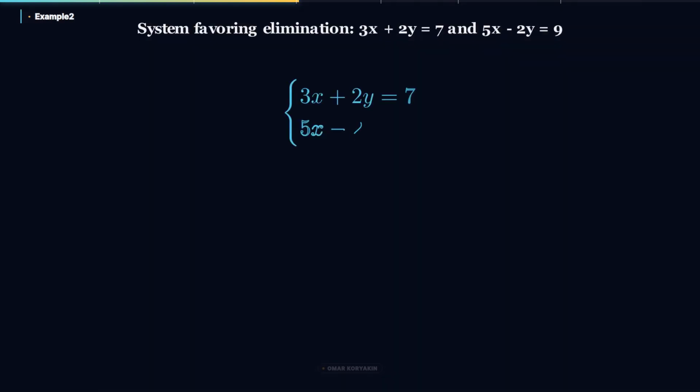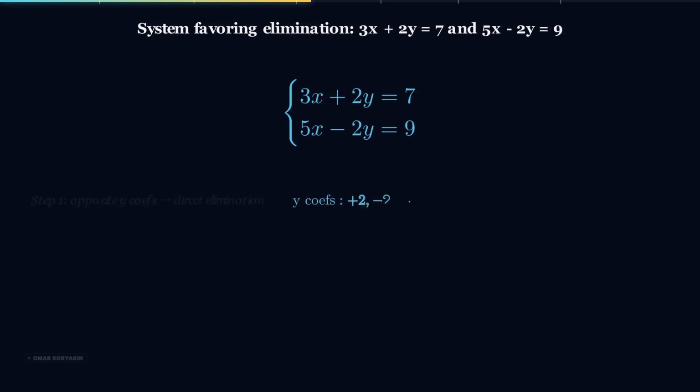Here is the second worked example. The system is 3x plus 2y equals 7 paired with 5x minus 2y equals 9. Choose the best method and solve. Notice that the y coefficients are plus 2 and minus 2, exactly opposite, signaling elimination as the natural choice via direct addition.